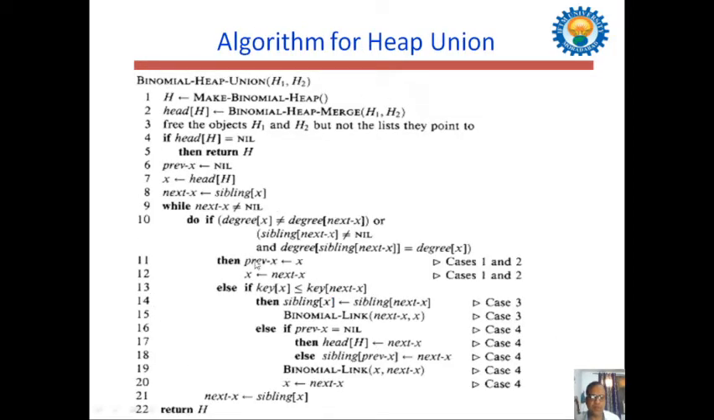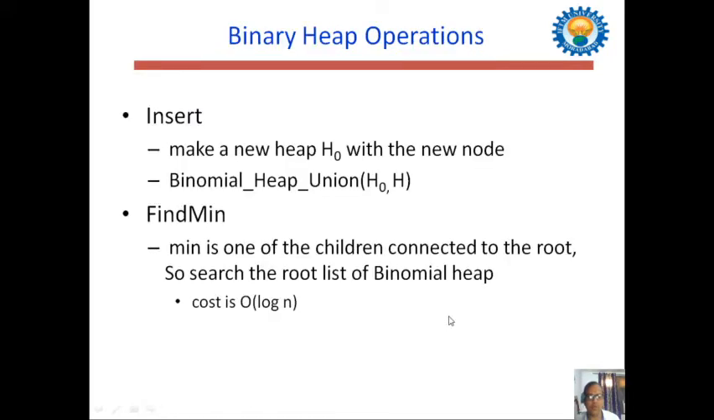What we have done here, simply first we merge two binomial heaps, then we start these operations like in case 1, 2, 3 and 4. So this is very simple. There are some other operations. Insert. How do we insert in a binomial heap? Make a new heap H0 with the new node. Now apply binomial heap union, same as we have done just now.